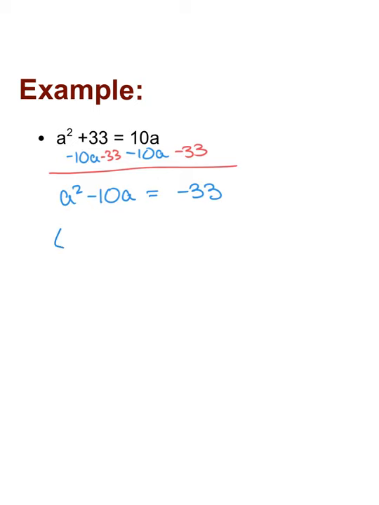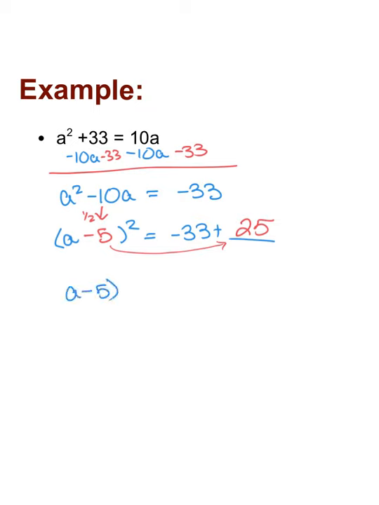Now I'm going to write my set of parentheses. Squared equals negative 33 plus blank. I'm going to put an a here. I'm going to cut this number in half. Half of negative 10 is negative 5. Now I'm going to square it. Negative 5 squared is 25. Now again, I'm going to simplify. So a minus 5 squared equals negative 33 plus 25 is negative 8.